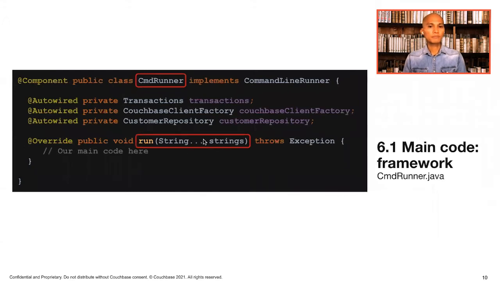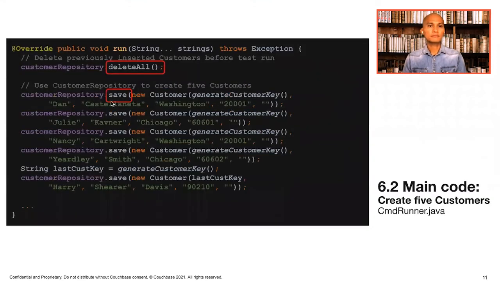Our main code is in the run method of the CommandRunner class. For our application test runs, we first delete previously created customer documents. Then we create 5 customer documents, where each document key is generated using a prefix of CUST colon and a globally unique identifier with the dashes removed to save us a few bytes.